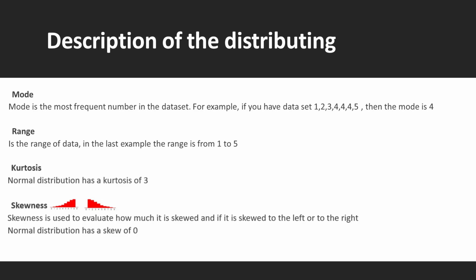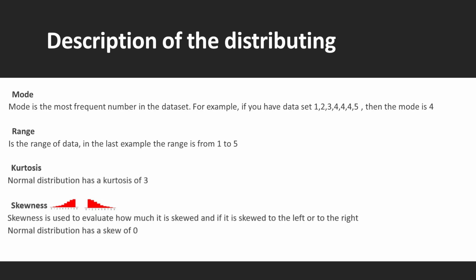Range is simply the range of data, and in this example, the range is from 1 to 5. Normal distribution has a skew of 0. However, when distribution is not perfect, then we'll use skewness to evaluate how much it is skewed to the left or to the right. Kurtosis is another measure of normal distribution imperfection. Kurtosis tells us if the curve is not bell-shaped, but more skinny or too fat.